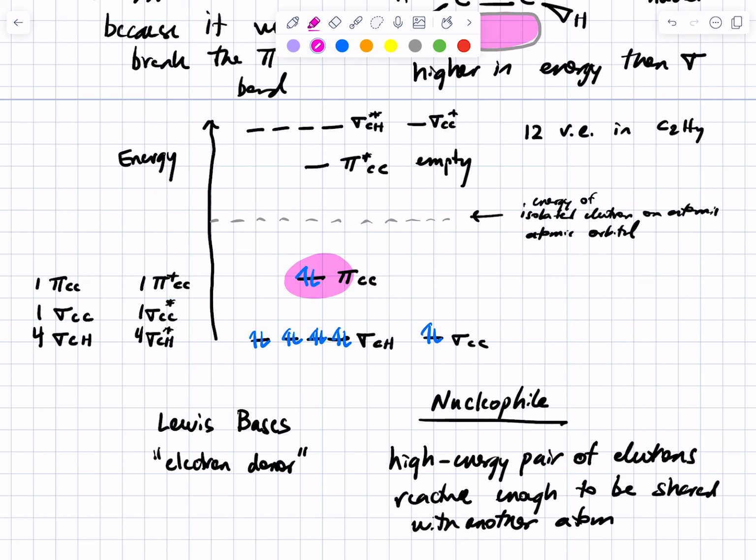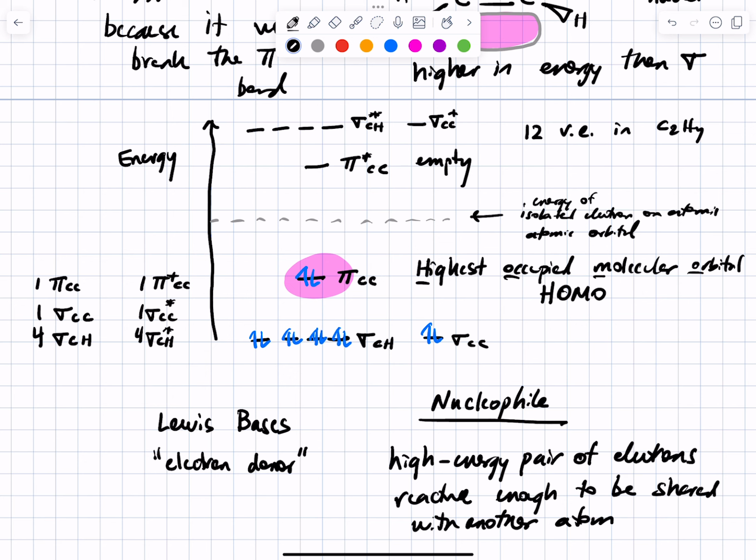So you would already have a sense, even if you didn't know anything about the reactivity of ethylene, if we were going to use ethylene in a reaction, you could already look at ethylene and say, I don't know what's going to happen, but I can tell you it's going to start with the pi bond. Because those are the most reactive electrons in the molecule. We call the most reactive electrons in the molecule the highest occupied molecular orbital. HOMO, the highest occupied molecular orbital.